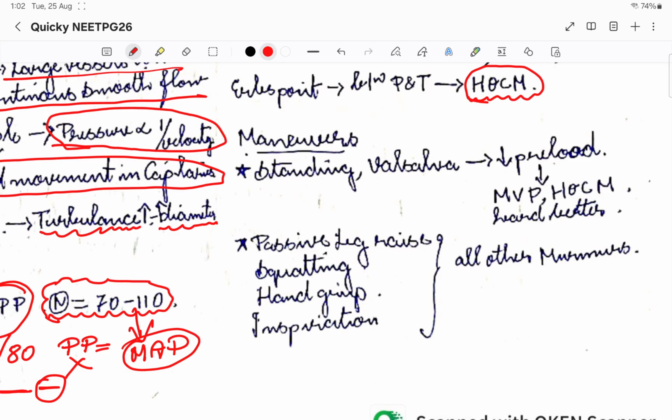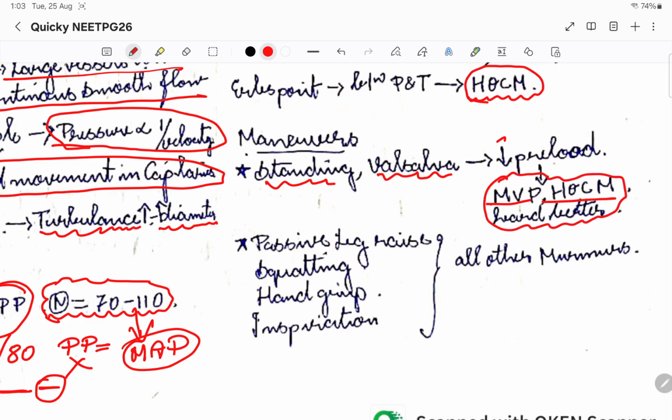There are certain maneuvers. For example, if I am not able to hear a murmur, these are the maneuvers that we do to hear the sounds of the pathology I am thinking of. Suppose I am thinking of a pathology like MVP and HOCM, so there is standing and Valsalva. When we tell the patient to stand and then we hear the murmur, it will be better heard.